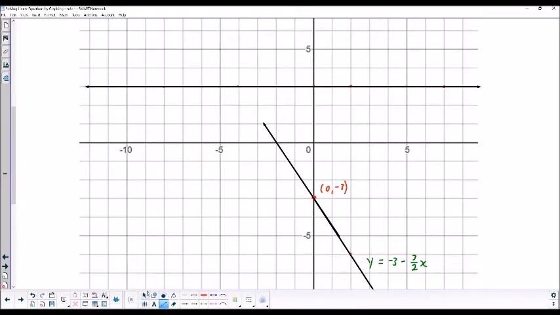And now I realize I have to extend this line a little bit further to make sure that I have an accurate intersection point. And so now I just see that the intersection point is right here, and the coordinates of that point are negative 4 and 3. So negative 3 minus 3 over 2x equals 3. By graphing, we see that the x value that makes this true is x equals negative 4.